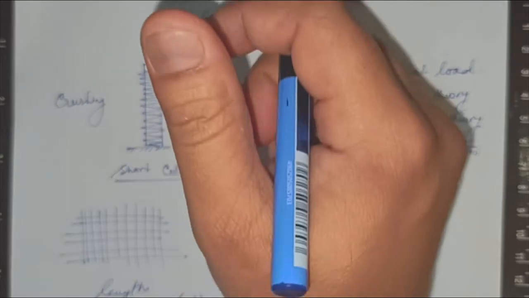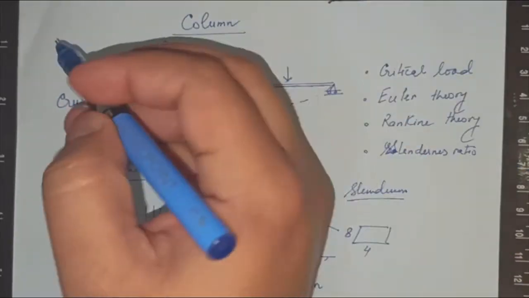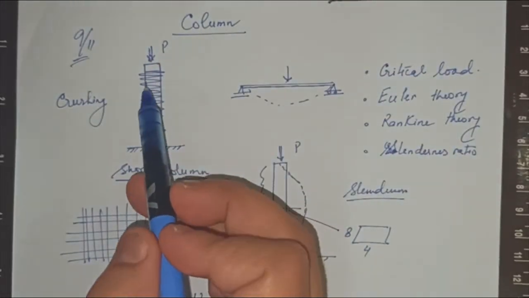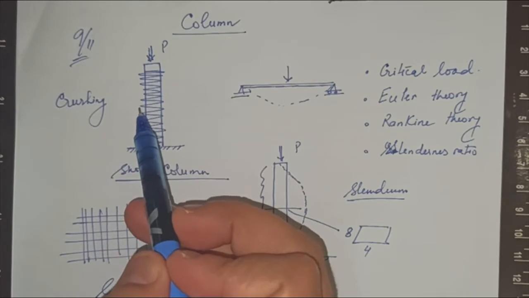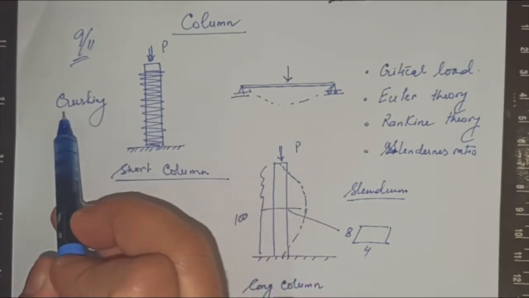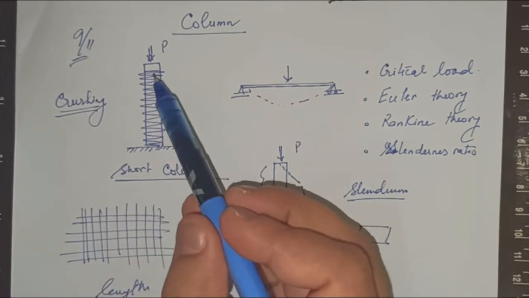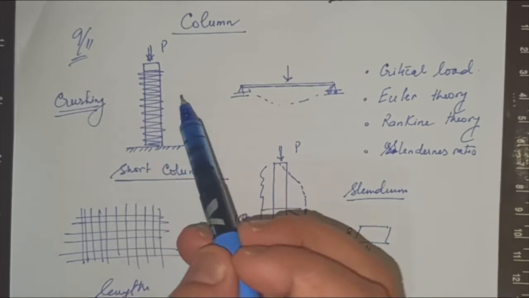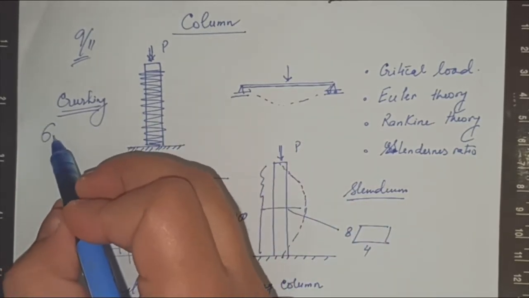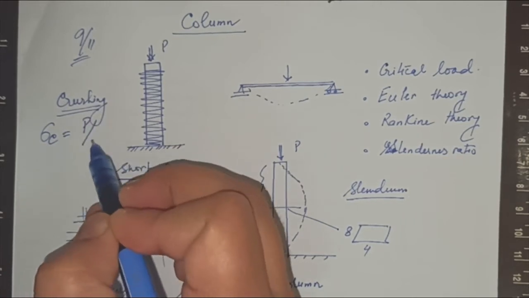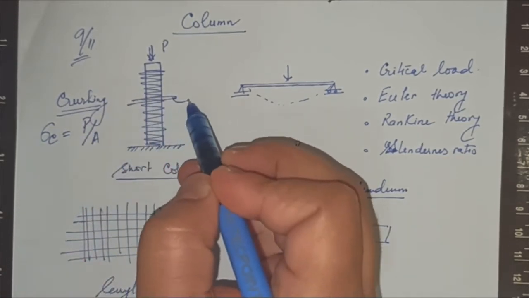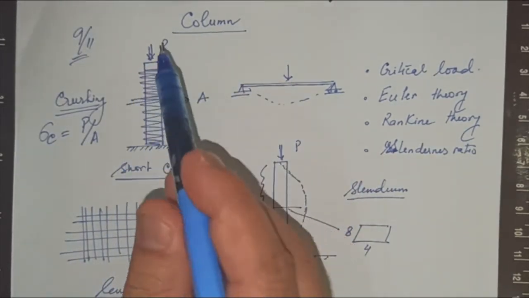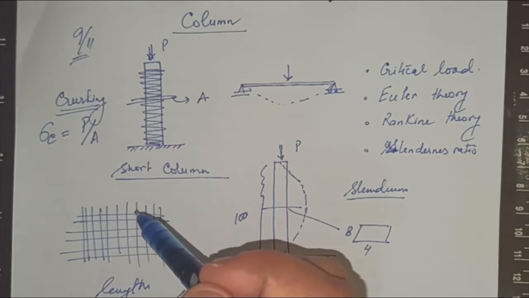Or you might have seen the collapse of the World Trade Center on 9/11. When it collapsed, it basically collapsed by crushing. The stress required to crush this member is the crushing stress, sigma c, which is simply load upon area A, the area of the cross section of the column. So usually short columns fail by crushing.